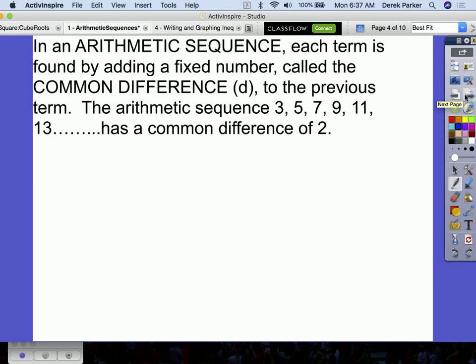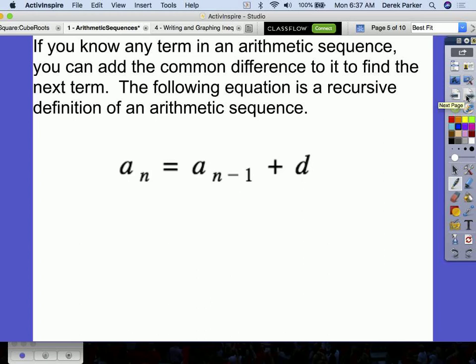In an arithmetic sequence, each term is found by adding a fixed number called the common difference, which is represented as d, to the previous term. The arithmetic sequence 3, 5, 7, 9, 11, 13 has a common difference of 2 because you are adding 2 each time to get to the next number. If you know any term in an arithmetic sequence, you can add the common difference to it to find the next term. The following equation is a recursive definition of an arithmetic sequence.